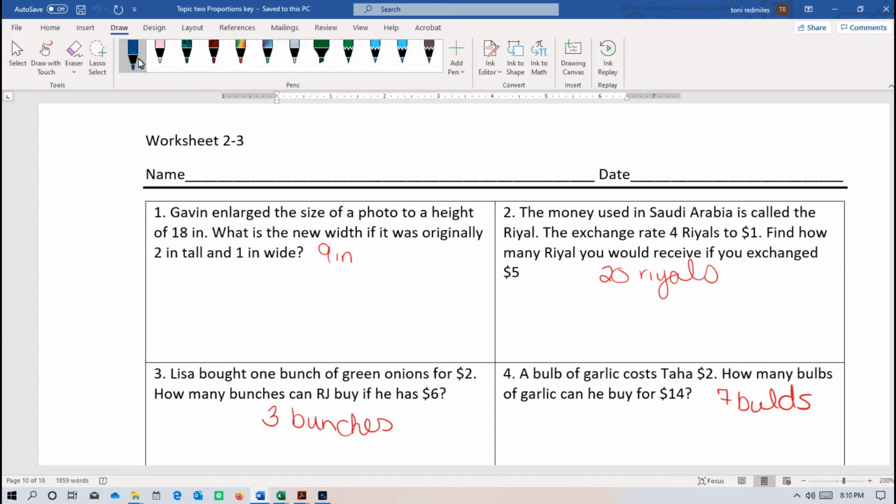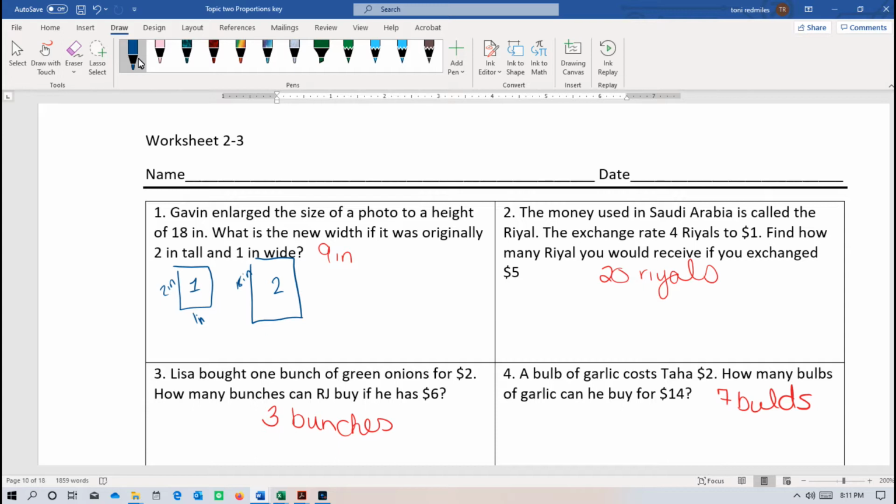Yep, okay. So Gavin enlarged the size of a photo to a height of 18 inches. What is the new width if it was originally 2 inches by 1 wide? So I have a picture frame. It's 2 inches tall by 1 inch wide, and I want a picture frame that is now 18 inches tall. Well, these are the two things I'm comparing: how tall to how wide, or the height to the width of picture frame 1 to picture frame 2.